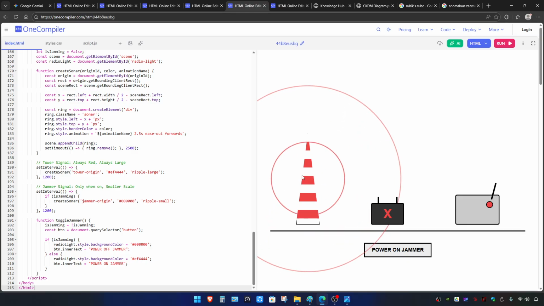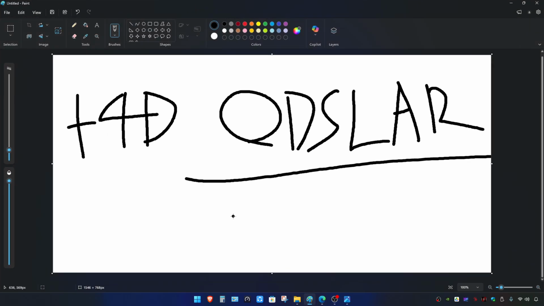Now let's move on with this one. The question is, how does a radio work? If we talk about radio, how does the interference pattern work with the radio?